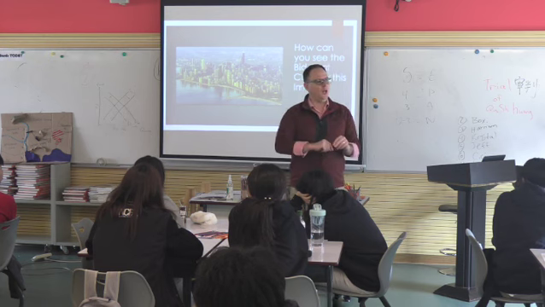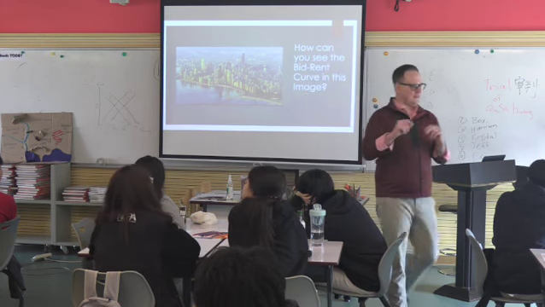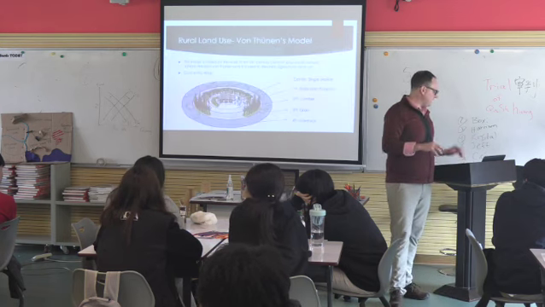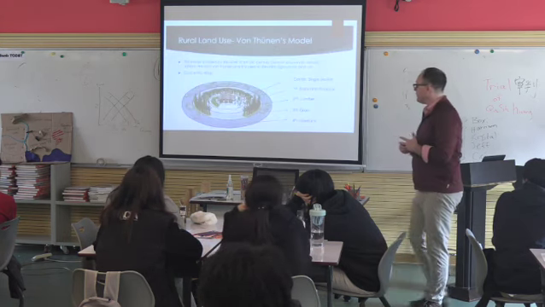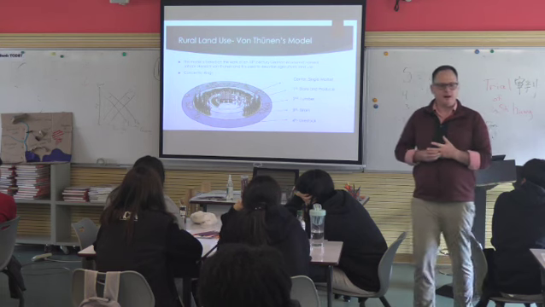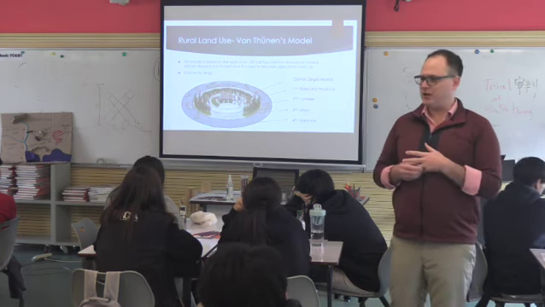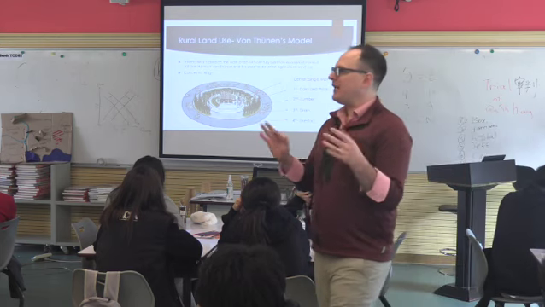The same principle that affects the way we build cities affects where our agriculture is in the world. Today we're going to go over von Thunen's model. Now, von Thunen's model, the AP loves. They're going to ask you questions about it. It shows up every year on the test. But it's a little outdated.